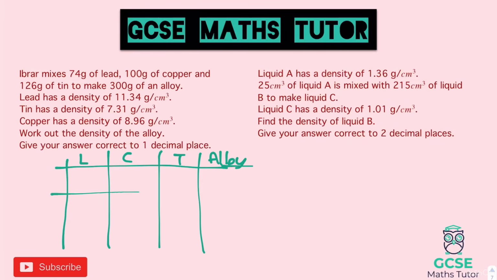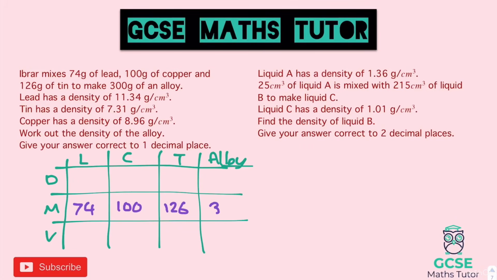Right, okay, so let's see what we've got for each piece. Have we got a density, have we got a mass, have we got a volume? So let's have a look. We've got 74 grams of lead, that is a mass, so 74. 100 grams of copper and 126 grams of tin, and it already tells us that that adds up to 300. There we go, so there's our total mass.